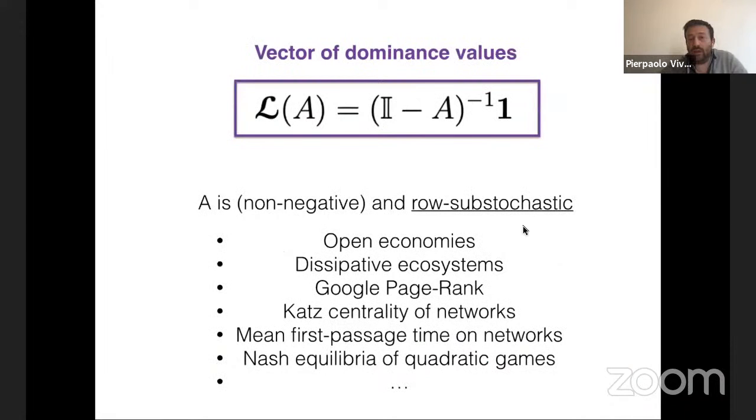Now, this mathematical structure that is derived from this basic dominance equation requires some constraints that in practice are always verified on the matrix A. The matrix A is always non-negative, and very often it is row substochastic, meaning that the sum of each row is smaller than one. This mathematical framework applies to open economies, dissipative ecosystems, where you have dissipation of biomass into the environment. The same mathematical structure appears in the Google PageRank algorithm to determine the importance of web pages, to determine nodes and rank them according to Katz centrality, and in many other fields. So it is really a very general framework.